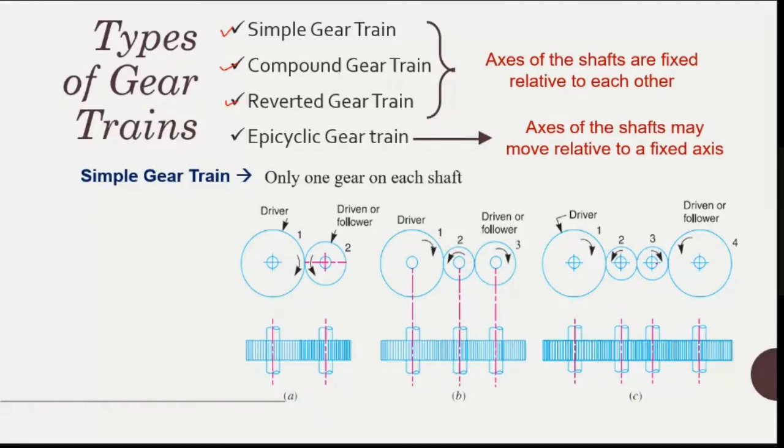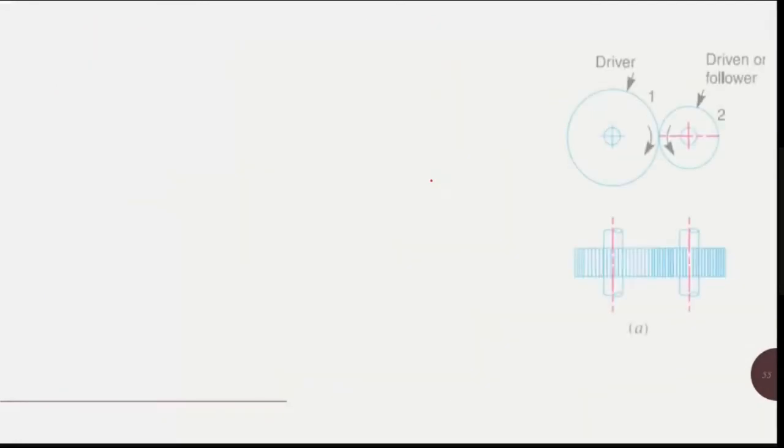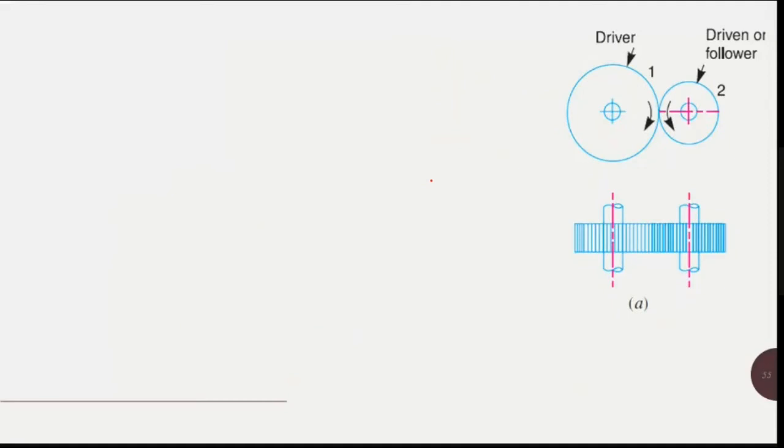I will tell you about that. So this is another type. Here also each shaft has only one gear. Similarly, the third one, each shaft has only one gear. So it is not based on the number of gears you are using. The concept is, whenever I say simple gear train, it means one gear on one shaft. Each shaft will have only one gear.